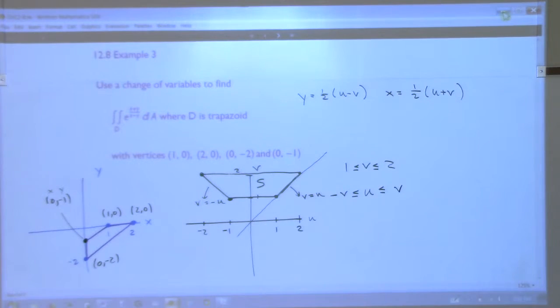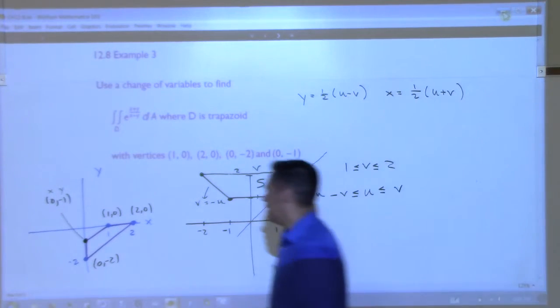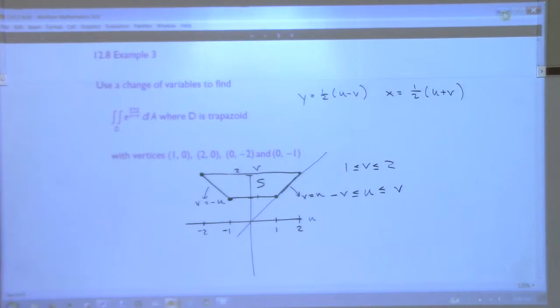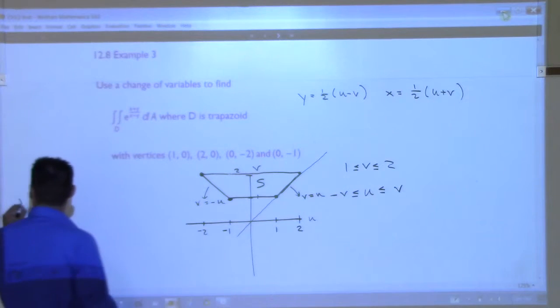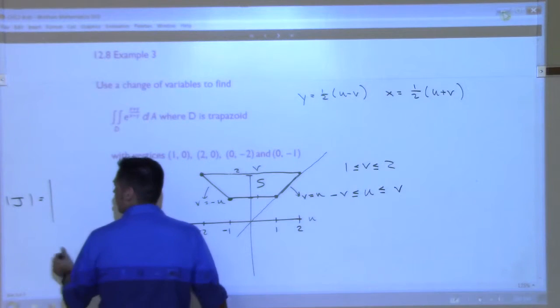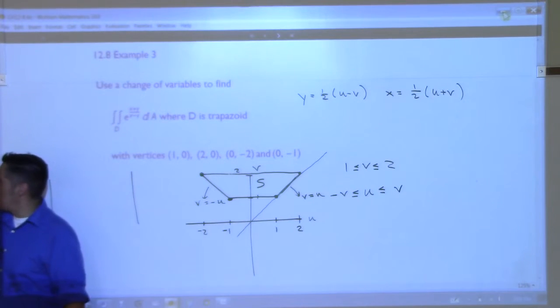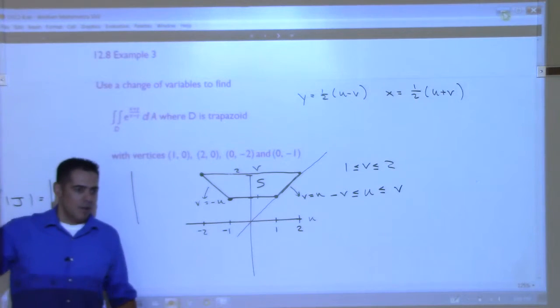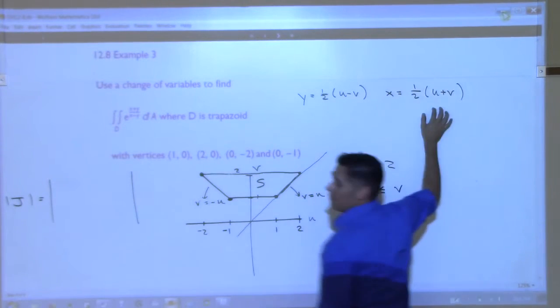So we have our limits of integration for our double integral. I think we're ready to set it up. Oh, wait, hold on, we forgot something. The Jacobian. We still need the Jacobian. So let's get our Jacobian. So the Jacobian, we need to take the determinant of this. So we've got to take partial of x with respect to u and all that stuff. And we're going to use these.